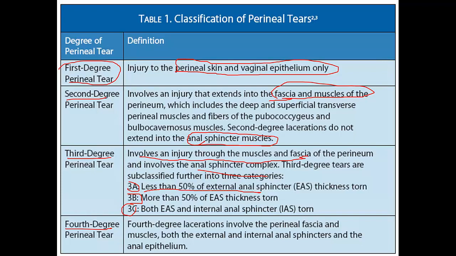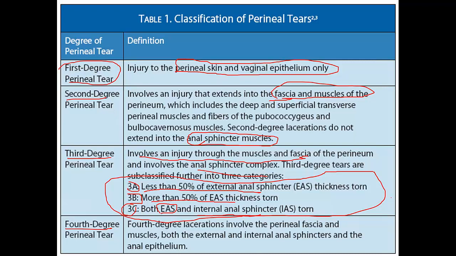So this is the type 3A in case of third degree perineal tear. If more than 50% of external anal sphincter thickness is torn, this is 3B. And 3C if both external and internal anal sphincter are torn. So here, it is very important to differentiate between the 3 subgroups of third degree perineal tear, because this is a recall question.